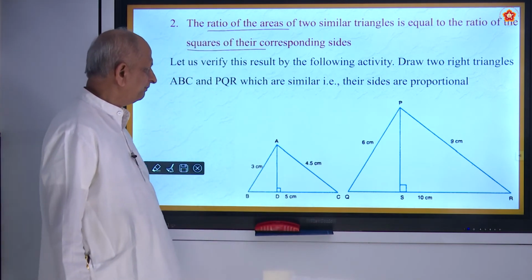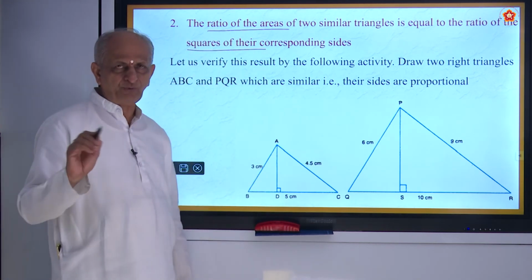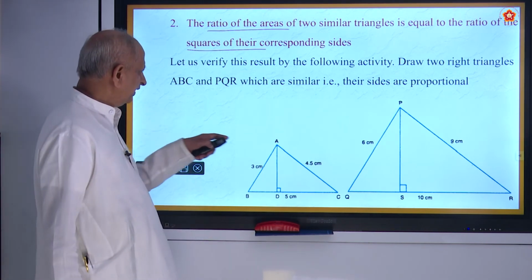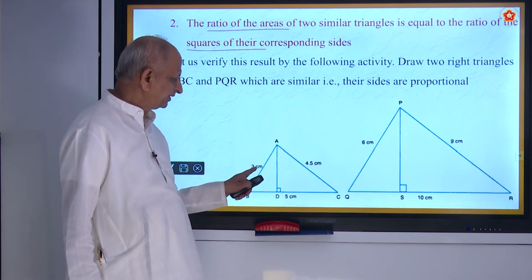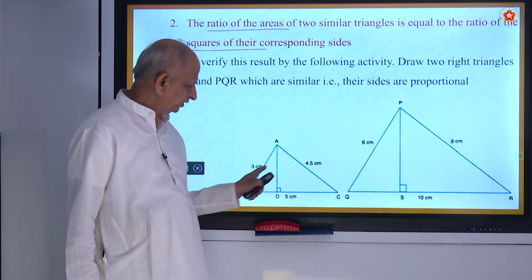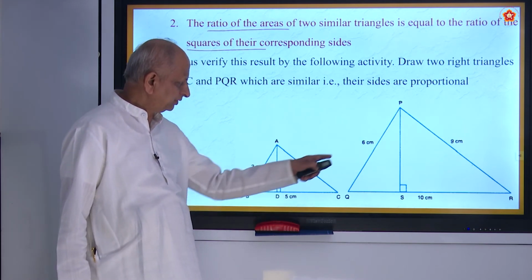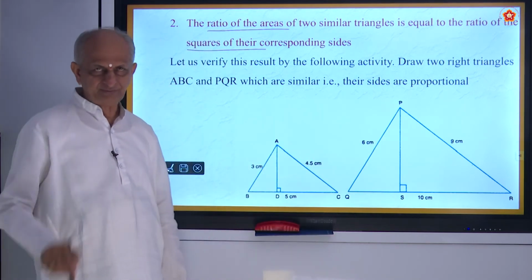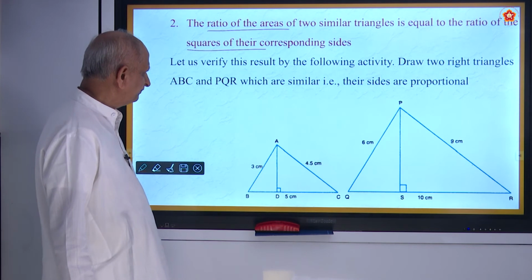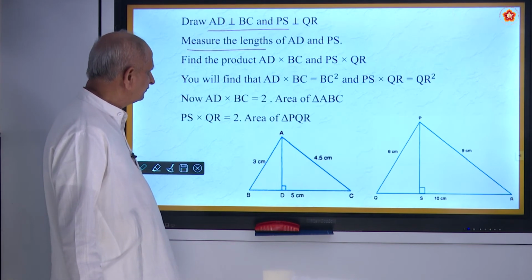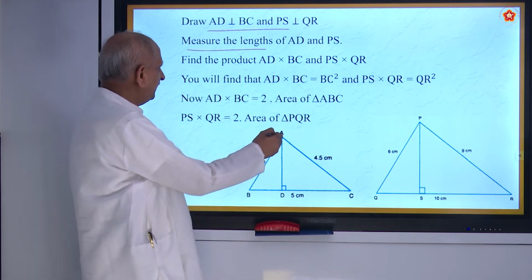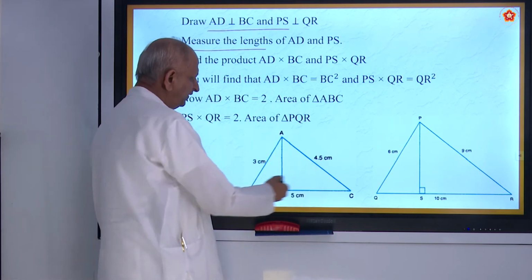So that's a theorem. But for you, the proof of the theorem is not required. You can do an activity. Take two triangles like this with measurements 3, 4, 5 and 6, 8 and 10 centimeters using compasses. Draw two triangles. Okay. And then what do you observe? Draw AD perpendicular to BC.